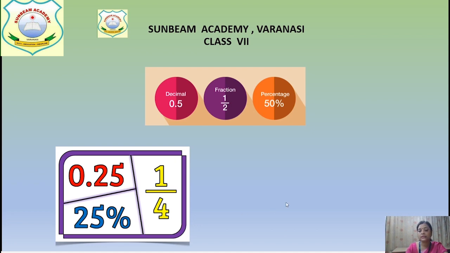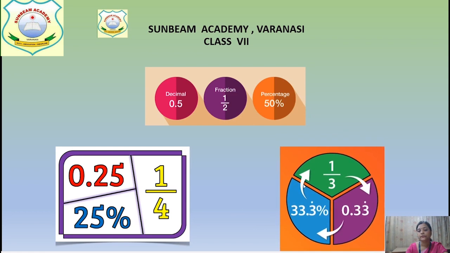And the next example, see, 1 by 3. Out of 3, if you are having one value, then in fraction it will be written as 1 by 3. In percentage it will be written as 33.3%, and in decimal it will be written as 0.33. So these all are representations of a number in different forms.